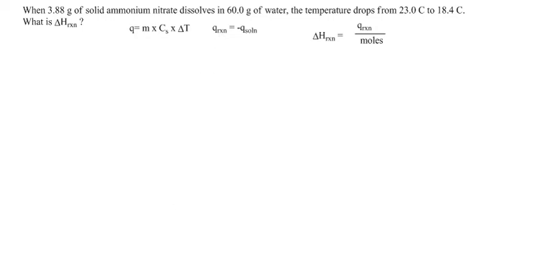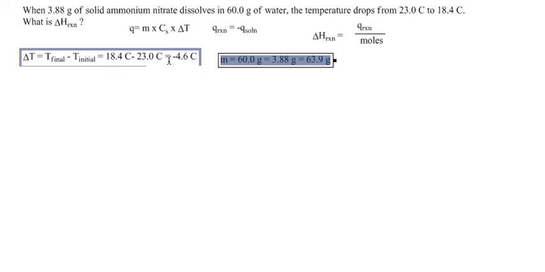So if we look at the values that we're going to fill into this equation, our delta T is the final temperature minus the initial, or 18.4 minus 23.0, to give us a delta T of minus 4.6. The mass that we're looking at here is the mass of the water plus the stuff dissolved in the water. The total weight of the whole solution is going to be 63.9 grams. And actually, this is a mistake. There should be a plus sign here. So let me put in the plus sign. 60.0 grams plus 3.88 grams equals 63.9 grams.